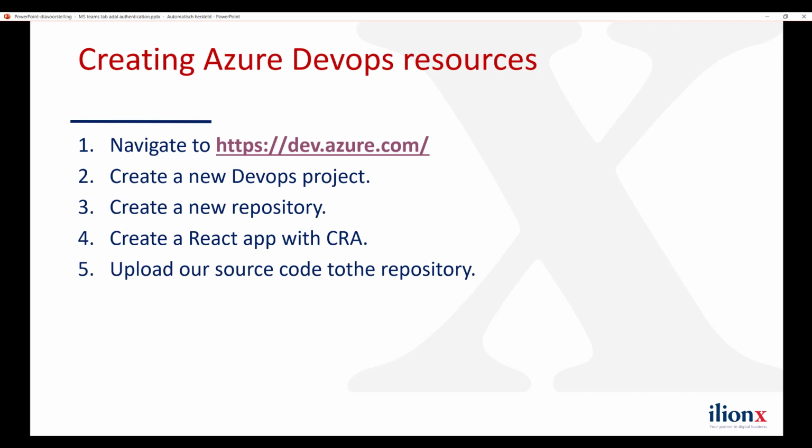So like I said, we're going to create a new repository, and after that we're going to create a new React app with the create React app CLI command. Once that's done, we'll save it back to the repository and we'll check whether we can access it within dev.azure.com. So let's have a look.